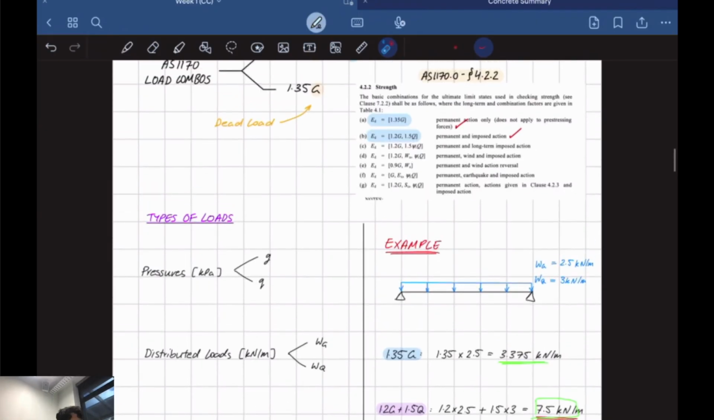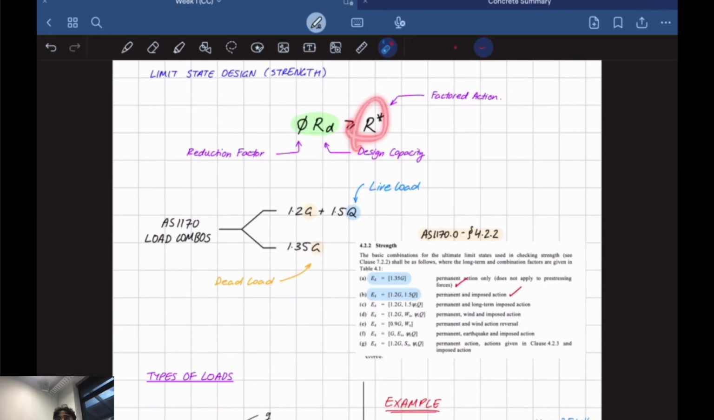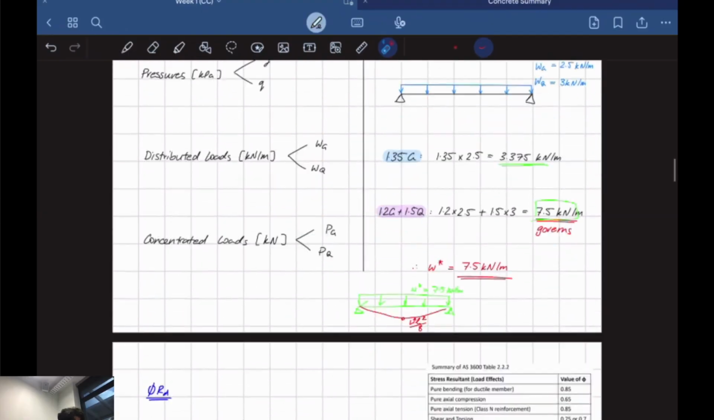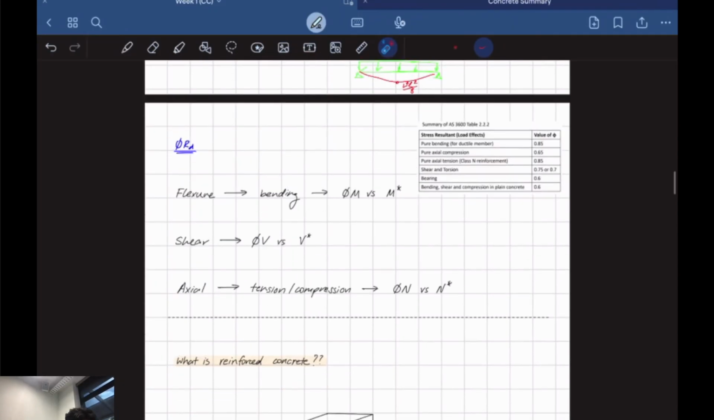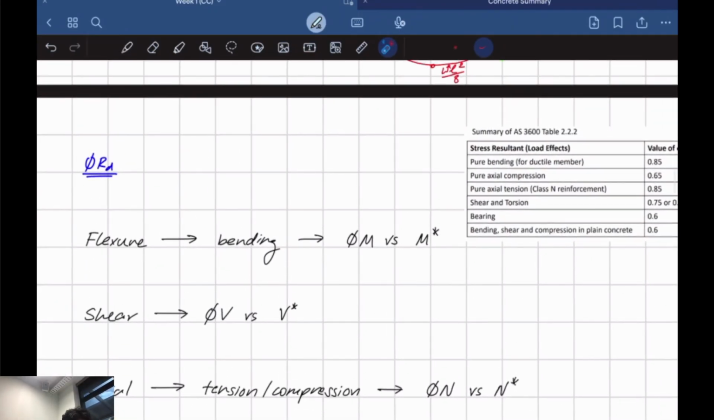So that's pretty much me explaining this side of the equation, right? The factored actions. Now I'm going to quickly explain the design capacity part, right? So flexure, I've kind of talked about it. It's talking about bending moments, right? Acting in the beam. Shear is just shear. Axial, we're looking at tension and compression. We don't really look at tension and compression that much in this course. It's only in the very final week we take a look at a bit of axial loads in columns, right? Yeah, I don't think anywhere else.